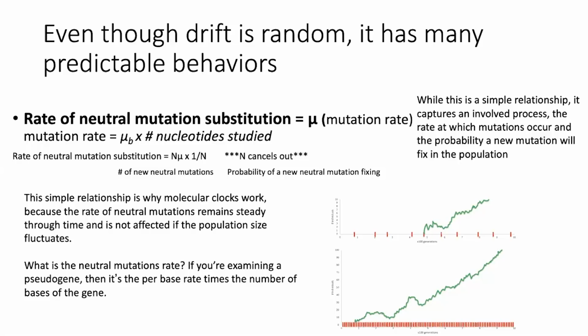And so we have a reliable way to actually clock how long ago two different organisms diverged from each other just by looking at their modern sequences and counting up the number of differences.